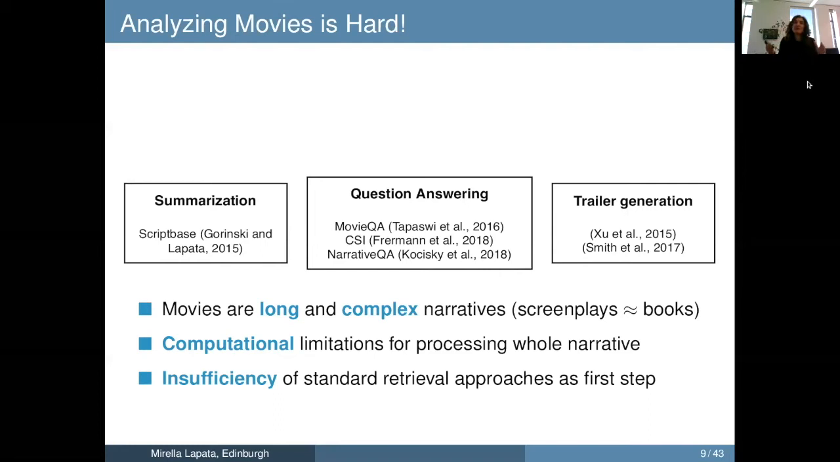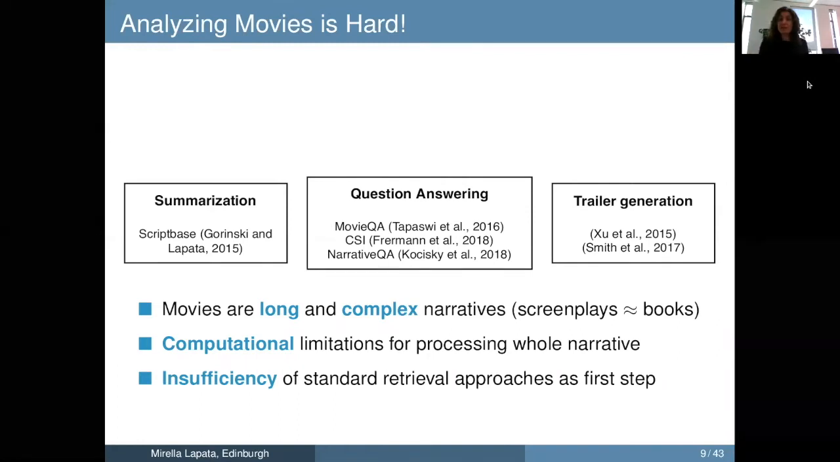If you like, movie analysis is a form of long form text analysis. And there has been some previous work on trying to do this from the perspective of summarization. So you have a long screenplay, you try to make it shorter. Or question answering, where you have a very long movie, again, a script, and you're trying to answer questions about this. Or even to generate the trailer for a movie in computer vision. There is some work there.